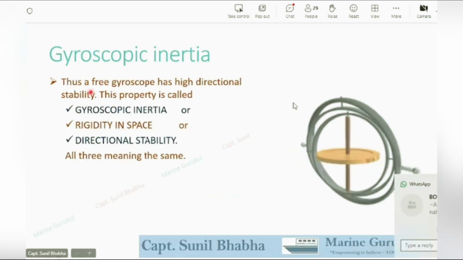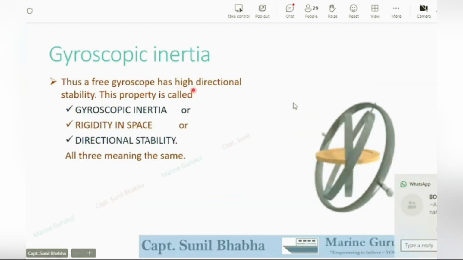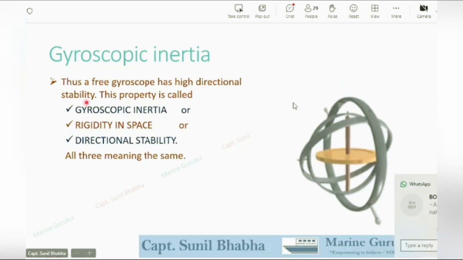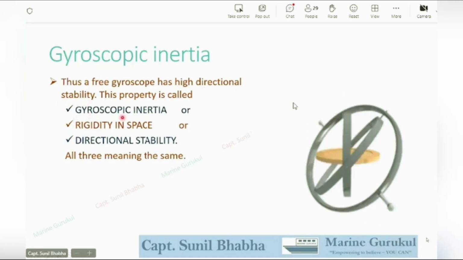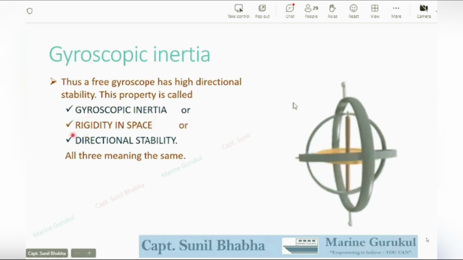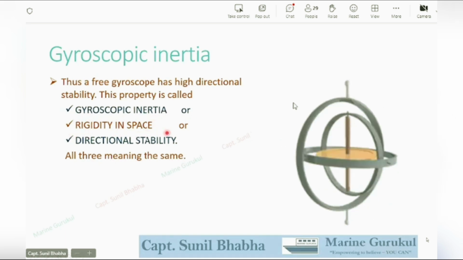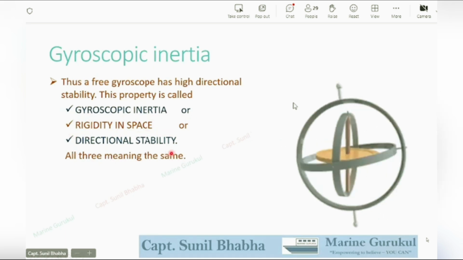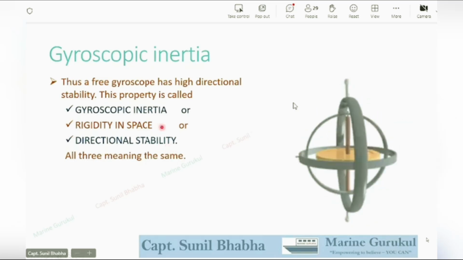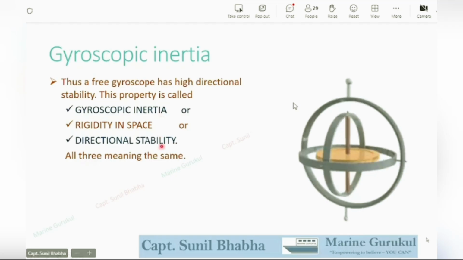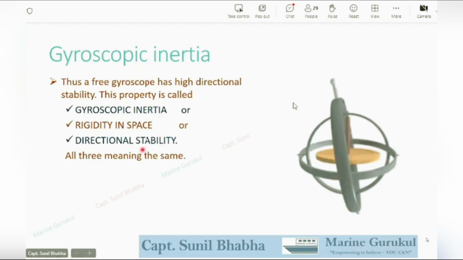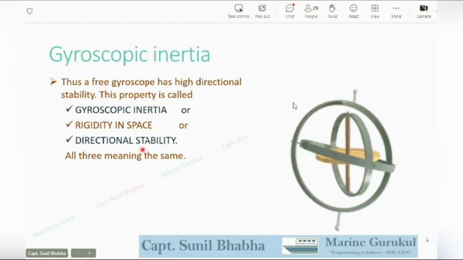So thus we can say that a free gyroscope has high directional stability. This is known as gyroscopic inertia or rigidity in space or directional stability. This property can be denoted by any of these terms: gyroscopic inertia, rigidity in space, or directional stability. All three of them mean the same.